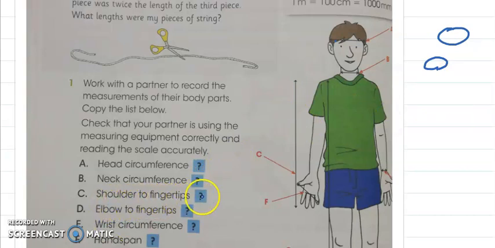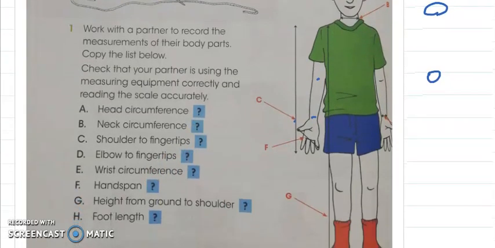And then shoulder to your fingertips. From shoulder to the fingertips, you have to measure the length for part C. And then D is elbow to fingertips, where you measure the length from the elbow to the fingertips. And then wrist circumference: again it will be in the form of a circle, so you measure the complete circumference. In that way, this is a practical work that you have to do.